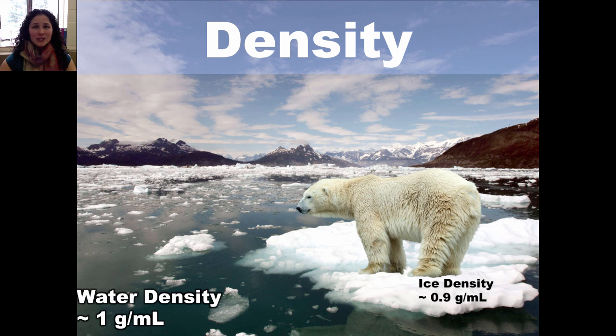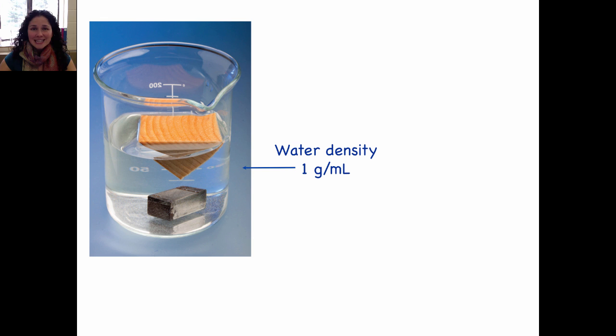This slightly lower density of ice is enough for the ice to always float on top of water, and it has enough buoyancy for a polar bear to stand on top of it. Anything that is less dense than water will float. Corks float on water, and so do pieces of wood. Here's a picture of a piece of wood floating on water, and it's a piece of pine wood. Pine has a density of 0.5 grams per milliliter. Because it has a lower density than water, it will always float on top of water.